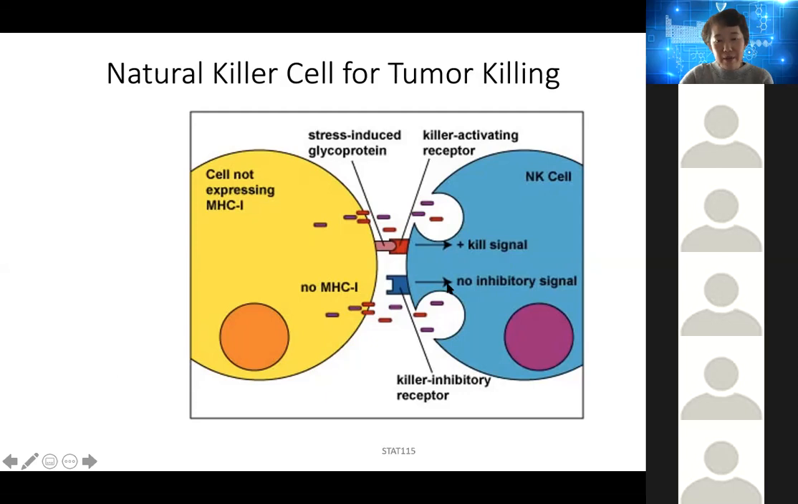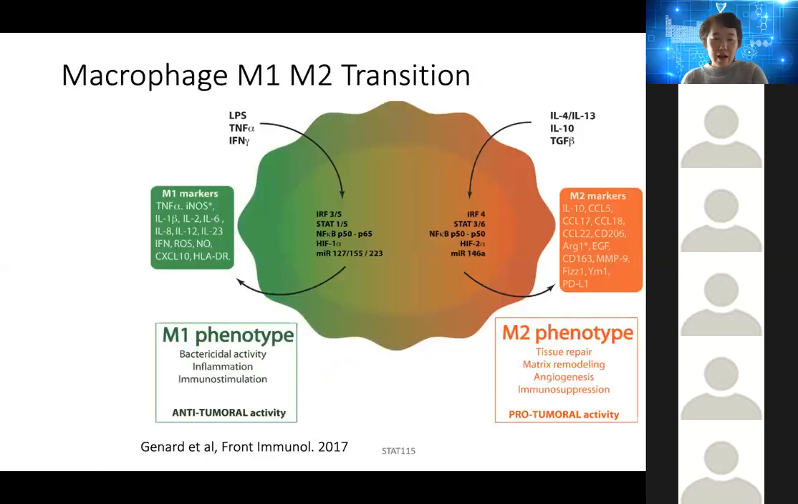And if this happens, the inhibitory signal will no longer be there. If the cancer cell also has an activation signal from stress, that will really stimulate the NK cell to kill the cancer cells. So right now there are a lot of studies and efforts trying to understand how we can activate natural killer cells to recognize cancer cells and kill them. Another one is macrophage.